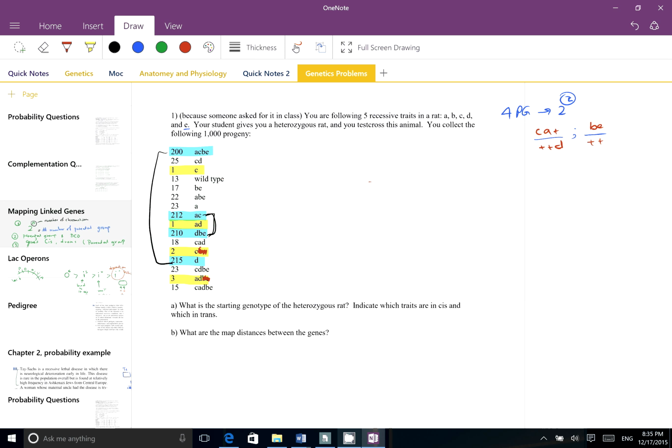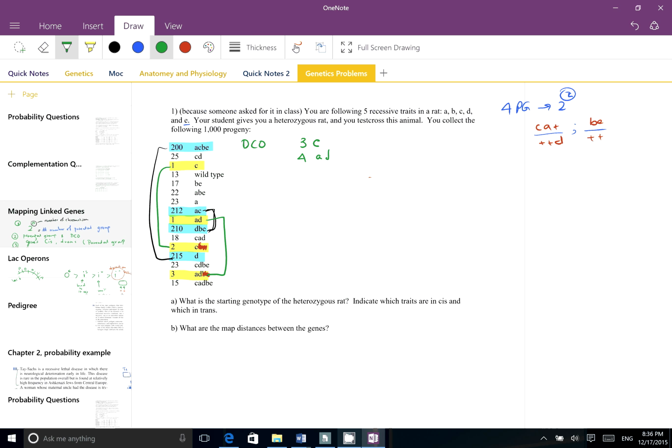So I figured out my 2 chromosomes. Figured out my double crossovers. I will have C and I will have AD, right? So here are my 2 C's. 2 plus 1 is 3. Here are my 2 ADs, right? 1 plus 3 is 4. So here is my double crossover.